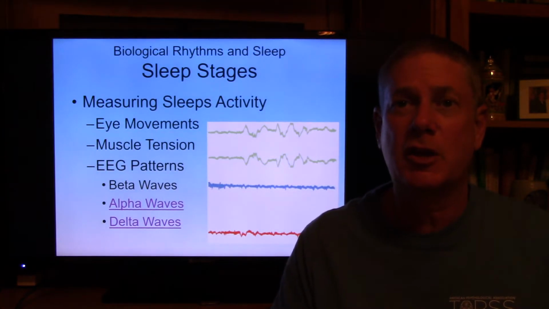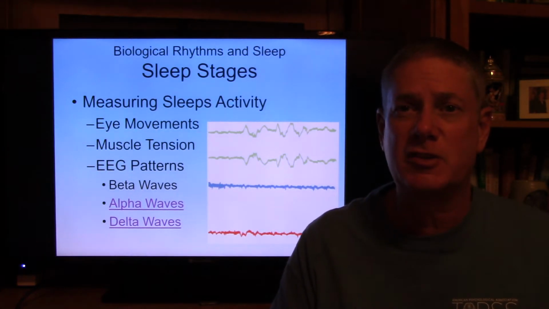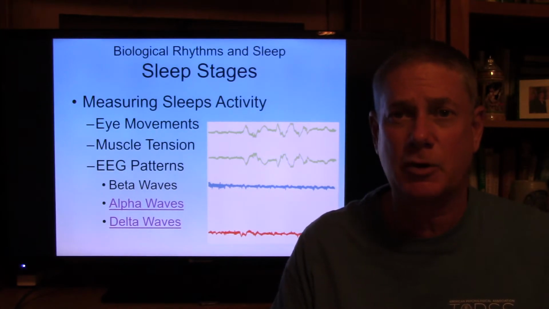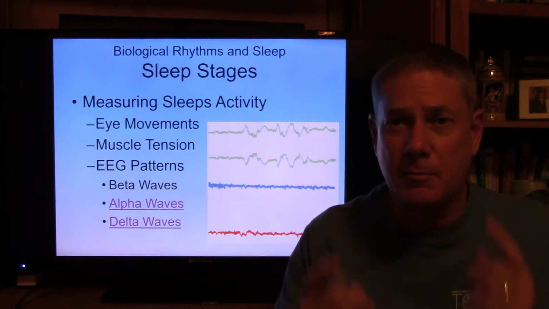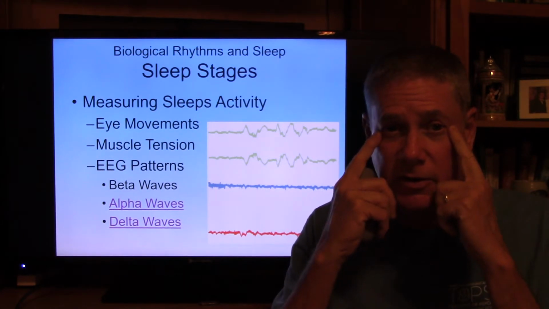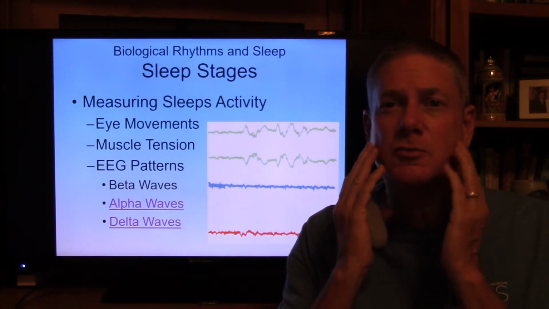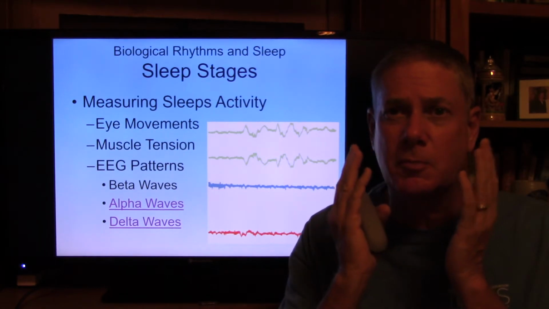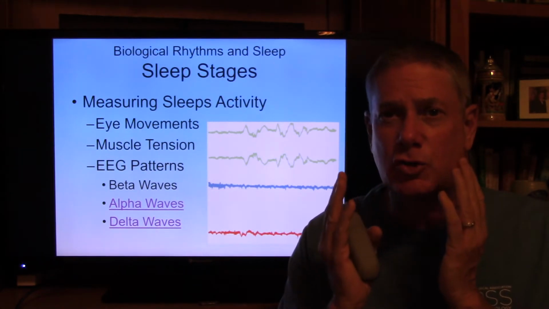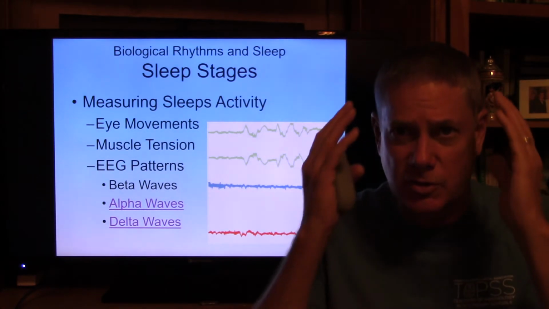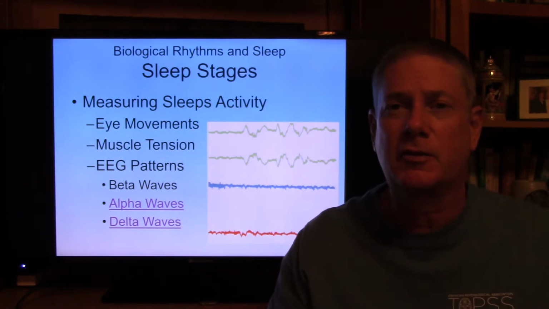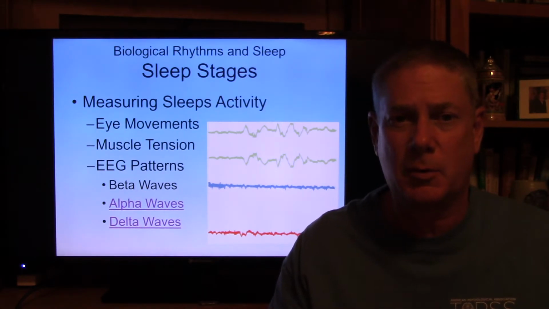In taking a look at the different types of physiological reactions that happen during sleep, we have basically several. Eye movements, of course, electrodes are placed here on the eyes. Muscle tension, there are electrodes placed on the face to measure face twitching and muscle contraction and so forth. The EEG patterns, of course, are taken on the scalp, and those measure electrical activity in the brain.